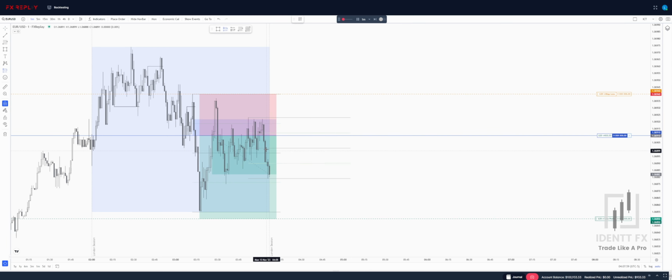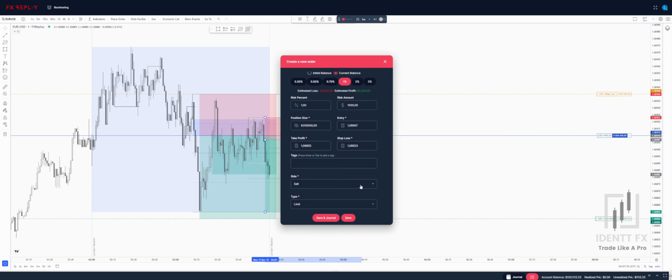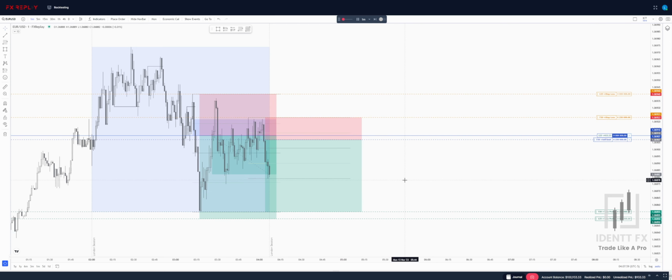Now here we have this fair value gap right around the 50% level. So this is not discounted. The one above is discounted, however, plus this is a scale-in, so I want to keep the stop loss really tight. And we are going to have the low-hanging fruit right here as our main target. Let us place that order and see if we get filled.